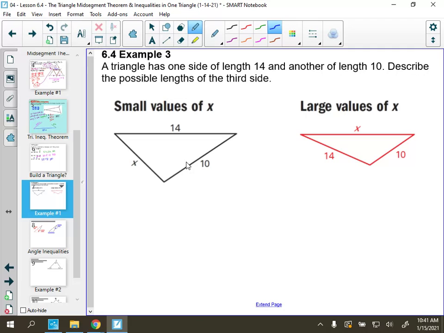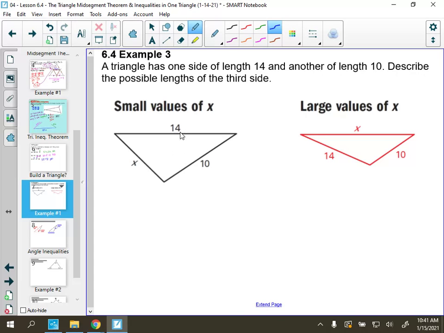So we could pick numbers and try them here. If I plugged in 1, is 1 okay to have for this side? Well, I could check 1 plus 10. Nope, that's not greater than 14. Is 3 okay? 10 plus 3. Nope, that's not greater than 14. Is 4 okay? 4 plus 10 is equal to 14. We said we've got to be bigger than 14. What about 5? 5 plus 10 is 15. Okay, 5 works, that's greater than 14.